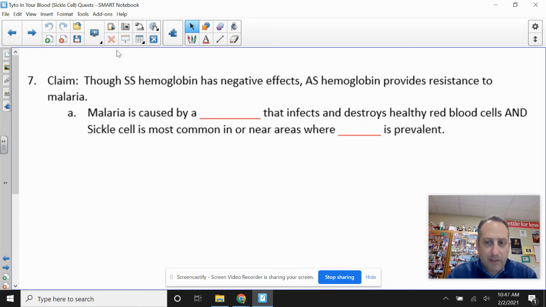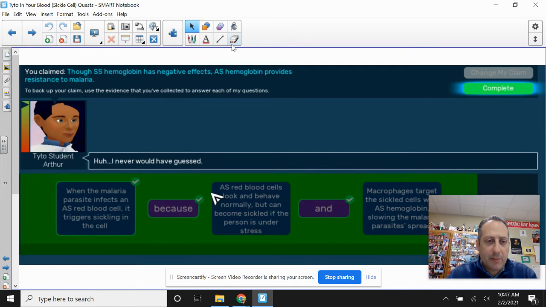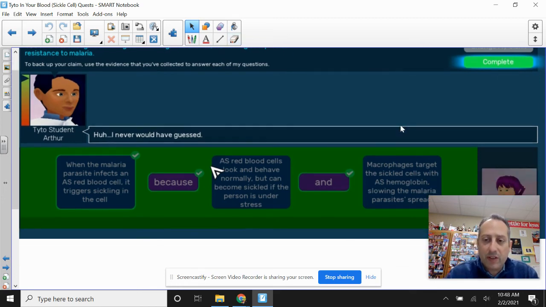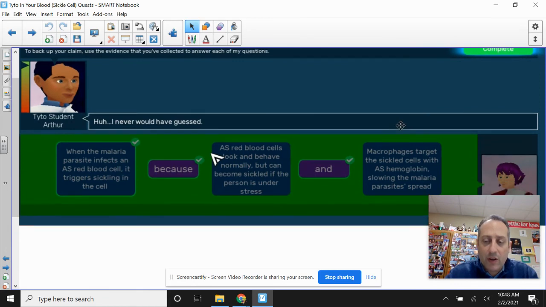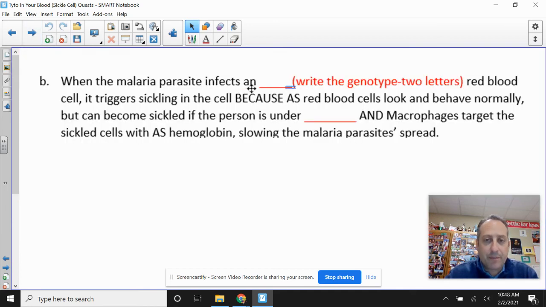So again, we've got a parasite, and malaria is prevalent. The next claim is, when the malaria parasite infects an AS red blood cell, it triggers sickling in the cell. Because AS red blood cells look and behave normally, they can become sickled if the person is under stress. Macrophages target the sickle cells with AS hemoglobin, slowing the malaria parasites' spread. So they can't spread, and it kills them off.